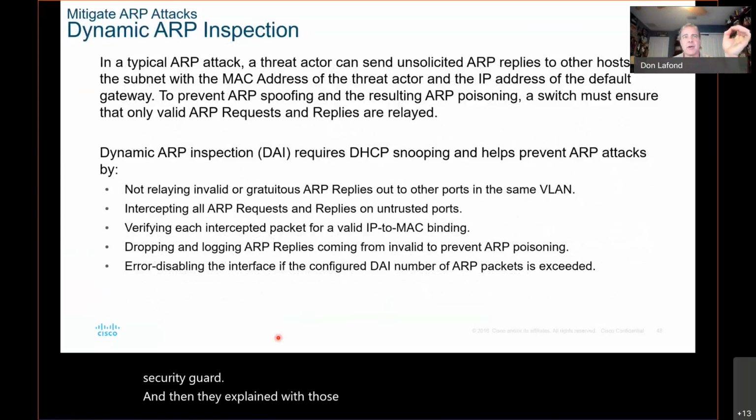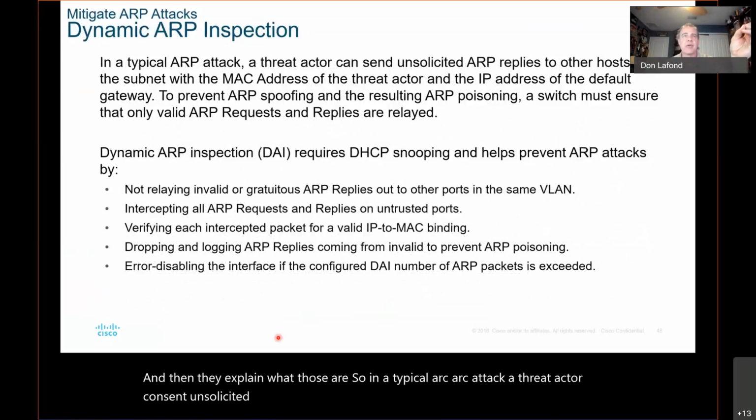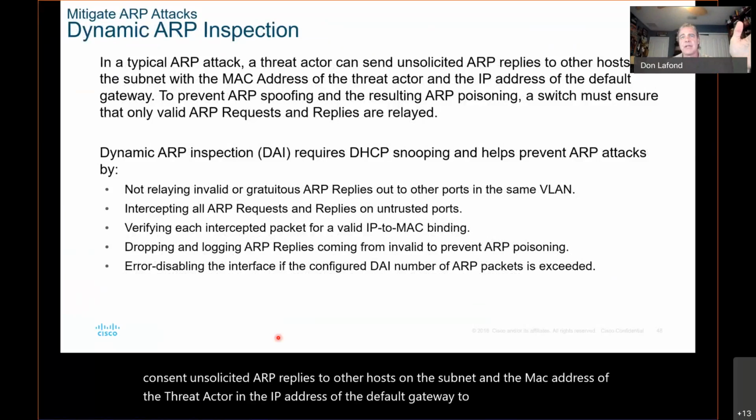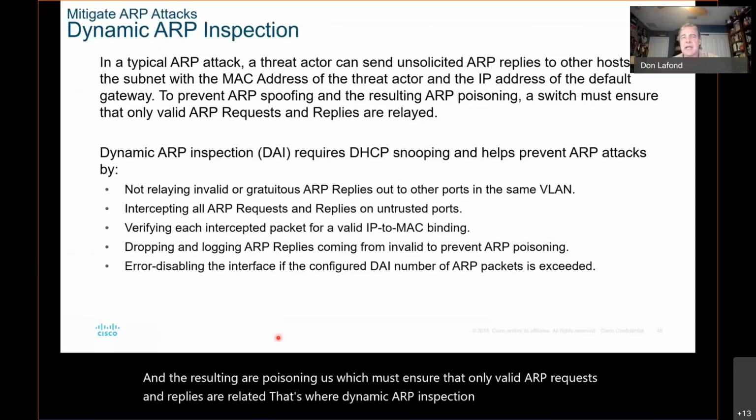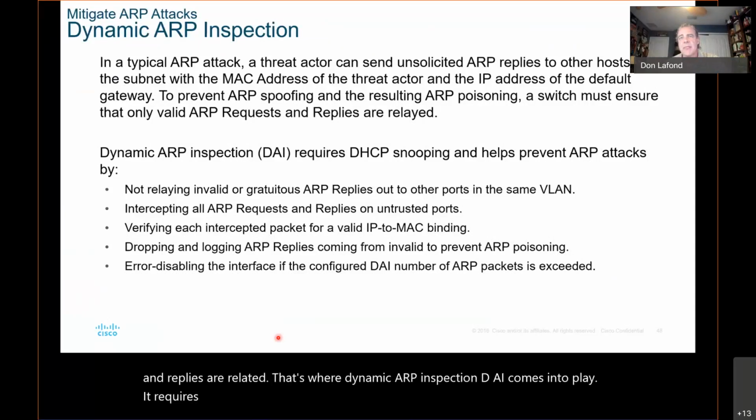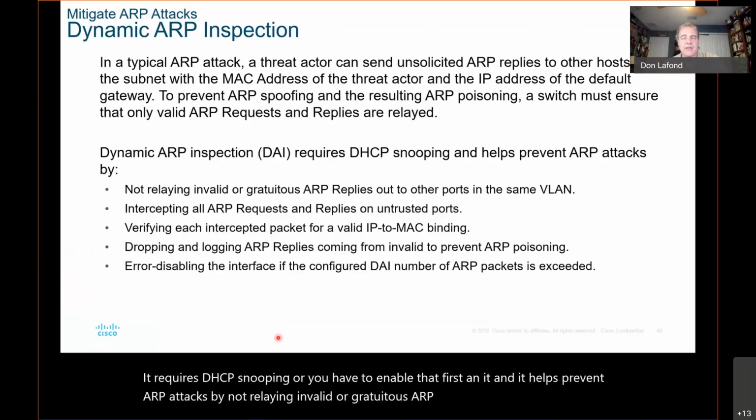In a typical ARP attack, a threat actor can send unsolicited ARP replies to other hosts on the subnet with the MAC address of the threat actor and the IP address of the default gateway. To prevent ARP spoofing and the resulting ARP poisoning, a switch must ensure that only valid ARP requests and replies are relayed. That's where dynamic ARP inspection, DAI, comes into play. It requires DHCP snooping. You have to enable that first, and it helps prevent ARP attacks by not relaying invalid or gratuitous ARP replies out other ports in the same VLAN.